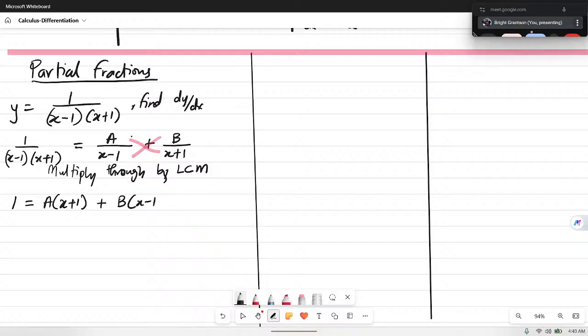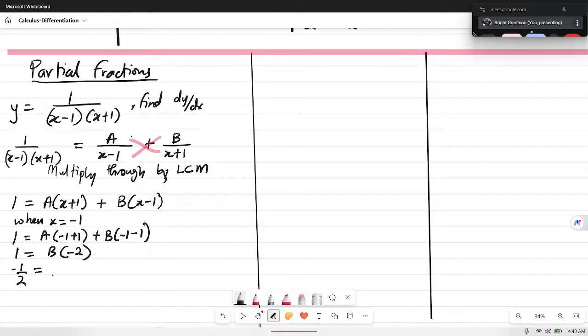x minus 1, right? Then when x is negative 1, this becomes 0, the a part becomes 0. So 1 will be equal to a times negative 1 plus 1, plus b times negative 1 minus 1. So 1 becomes b times negative 2. Okay. And 1 over negative 2, or negative half, becomes the value of b.